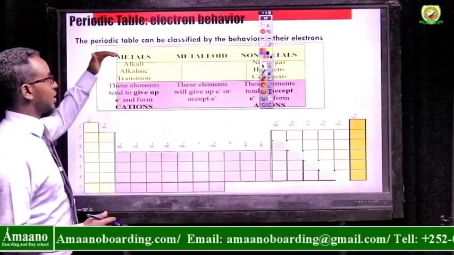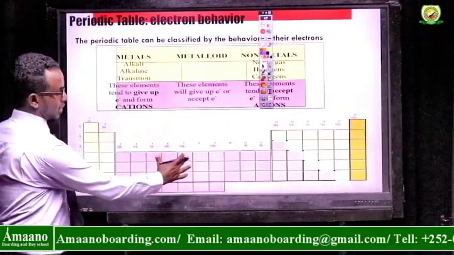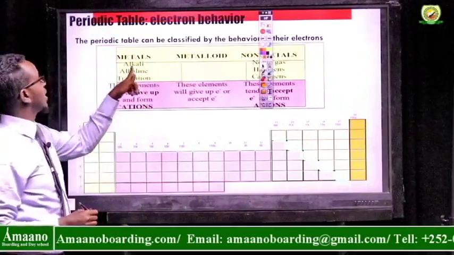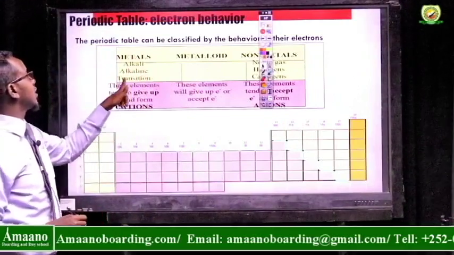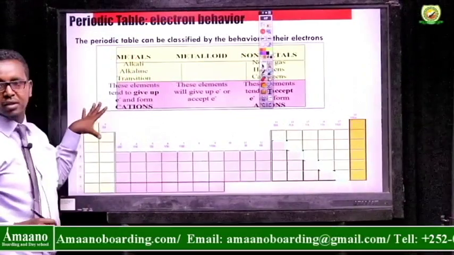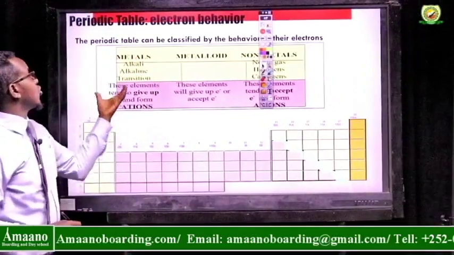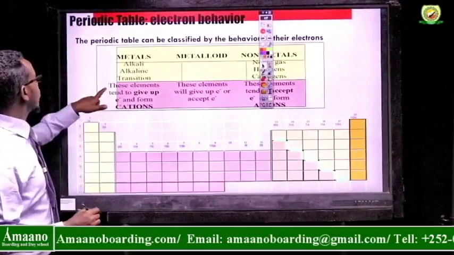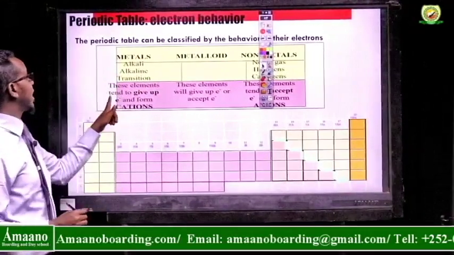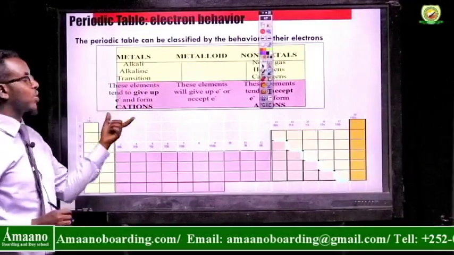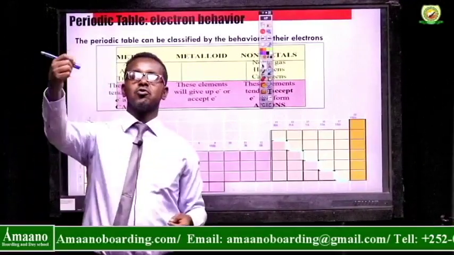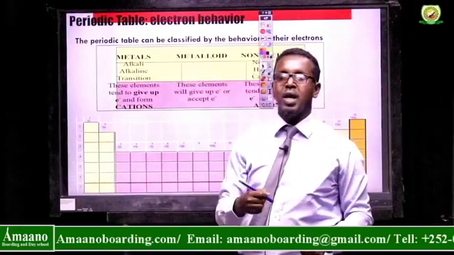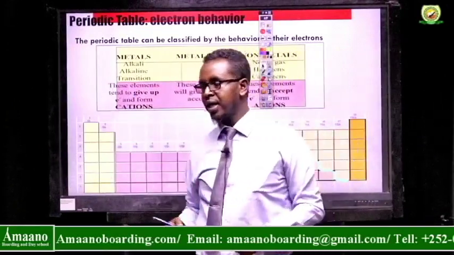For example, metals, because our periodic table contains some metals and some non-metals. You see, the metal groups are alkali metals, alkaline earth metals, and transition metals. These are metals. So they have similar properties. What is that property? These elements tend to give up electrons to form cations, which means they lose electrons. Metals are losers. They lose electrons to the other element. They give up electrons to the other atoms.